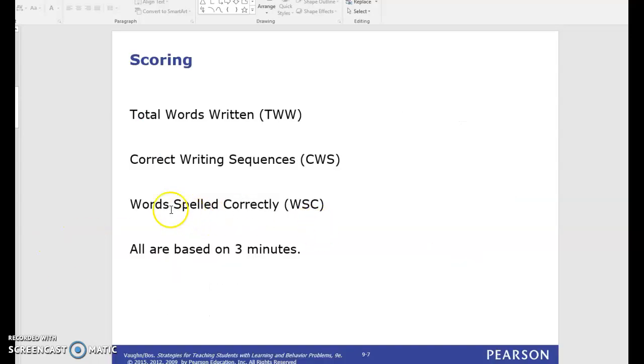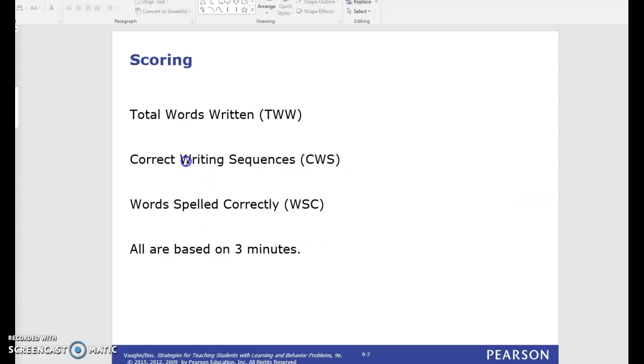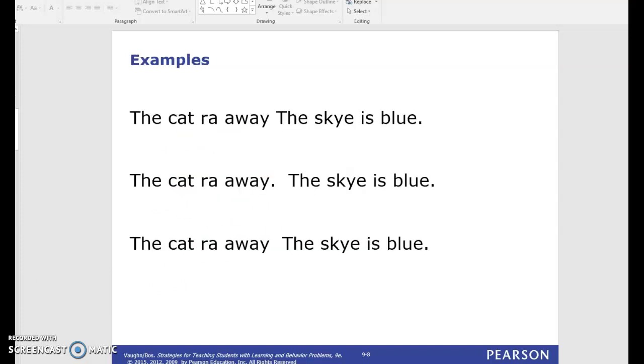And then the other way is words spelled correctly, which is, of course, what it sounds like. You just count the number of words spelled correctly. Okay, so keep these in mind: total words written, correct writing sequences, and words spelled correctly. And again, those are based on 3 minutes. So here are some examples.